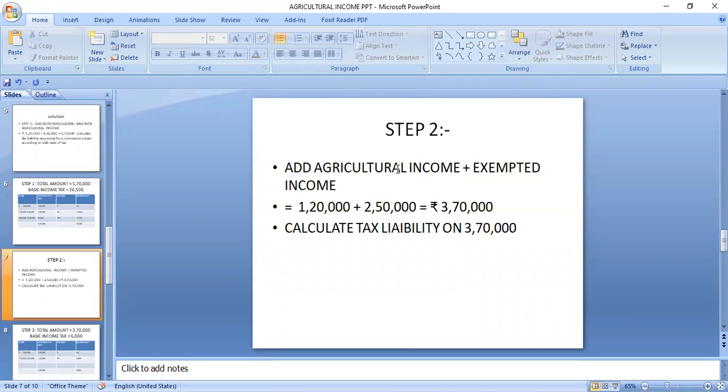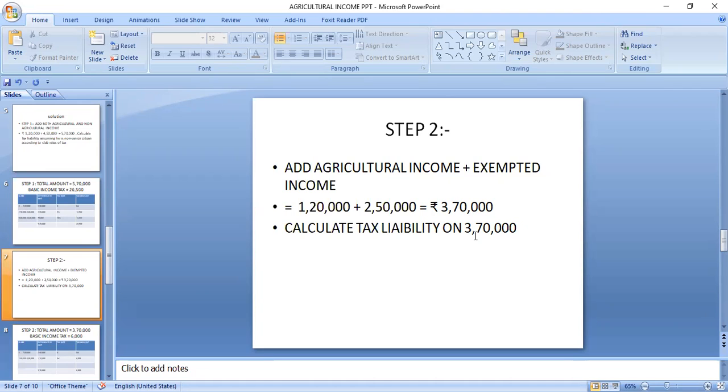Step 2. Now, in step 2, you have to add agriculture income plus exempted income. We assume that this is a non-senior citizen, and for a non-senior citizen, the basic exemption limit is 2.5 lakhs. Add agri income plus exempted income. That means 1.2 plus 2.5, you will get 3.7 lakhs.